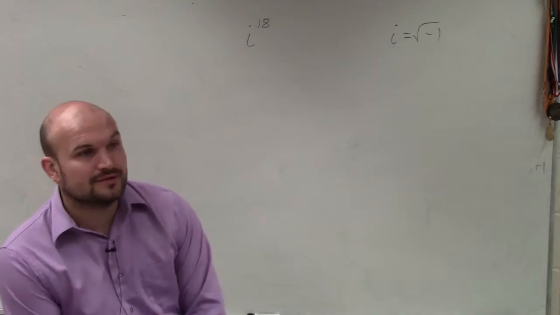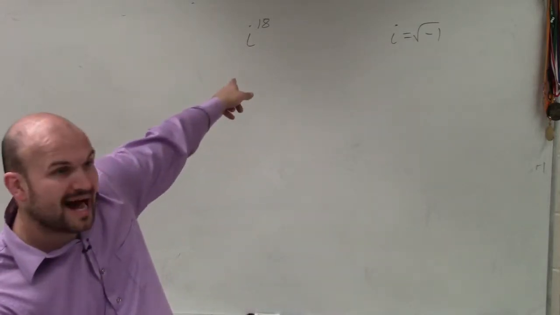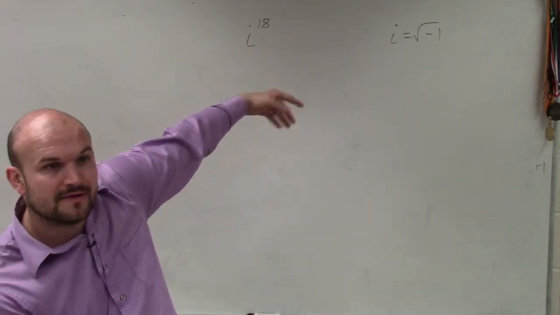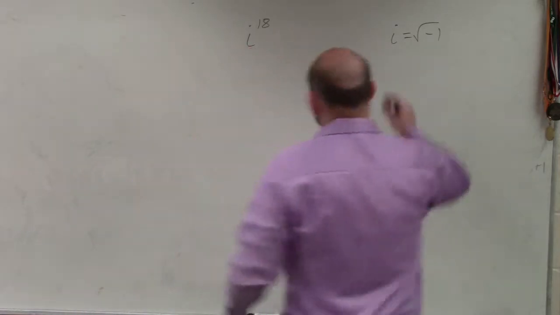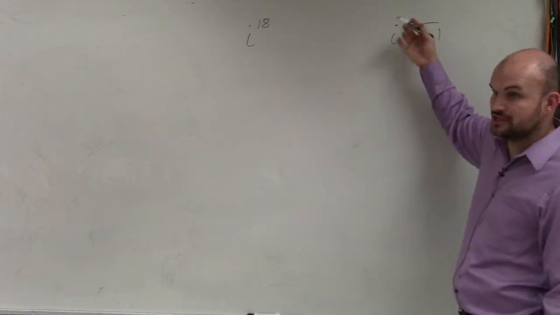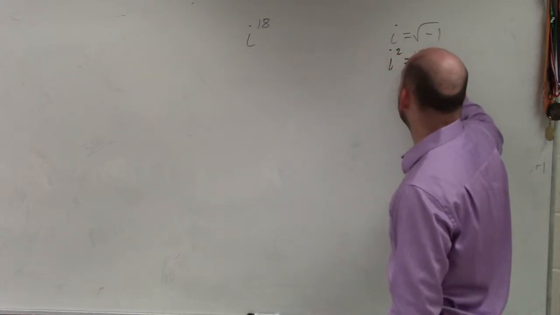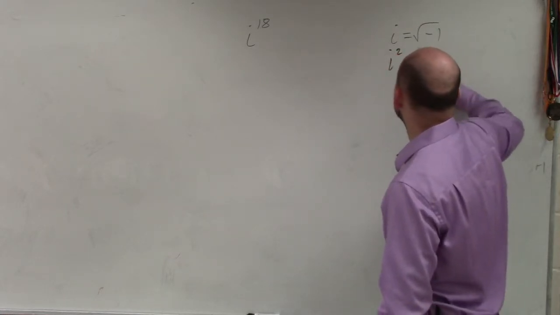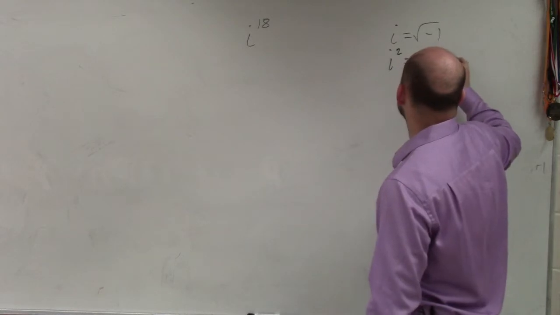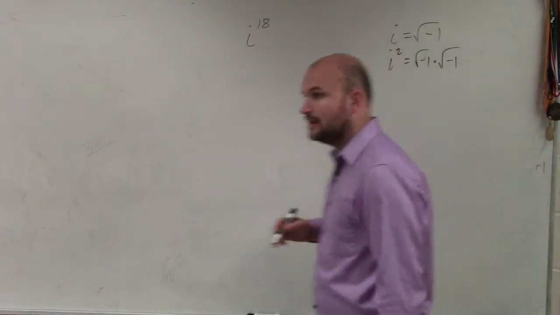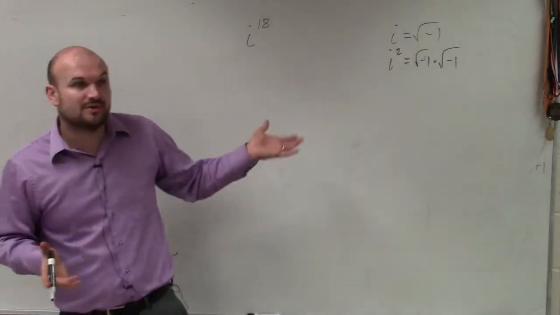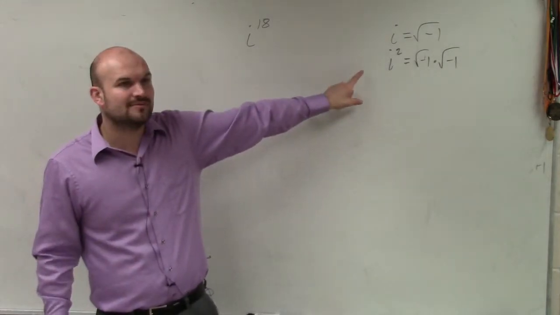So if we know i is equal to the square root of negative 1, we need to figure out what i to the 18th power is. So I'm just going to keep on going up. I go to i squared. Well, that's really the square root of negative 1 times the square root of negative 1. If you multiply the square root of negative 1 times the square root of negative 1, does anybody know what that would be?